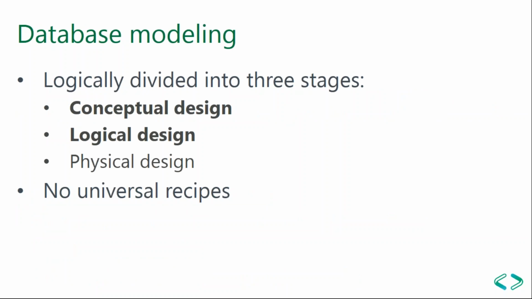What is database modeling? Usually it is divided into three stages: conceptual, logical, and physical. We will talk about the first two stages, conceptual and logical design.